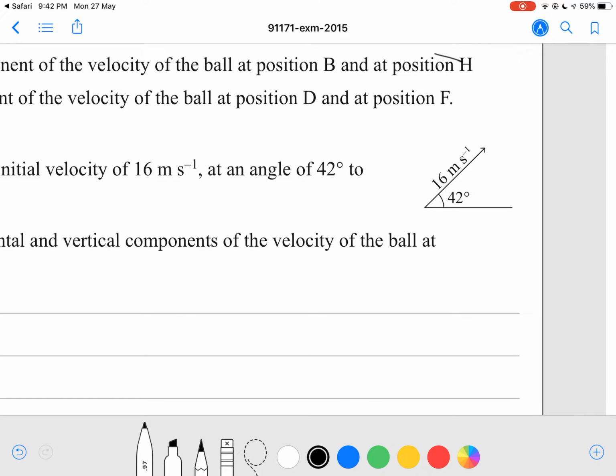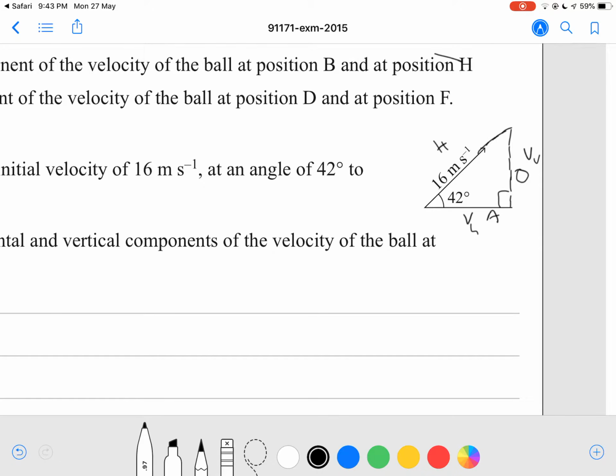Looking at this diagram here, we're going to draw a right angle. We have a vertical velocity here, Vv, and then we have horizontal velocity here, which is Vh. If you label this as a triangle, this is the opposite, this is the hypotenuse, and this is the adjacent. Let's find vertical velocity first. That's the opposite, and we have the hypotenuse, which is given to us. The initial velocity is 16 meters per second. So that's the hypotenuse, and we're trying to find the opposite.